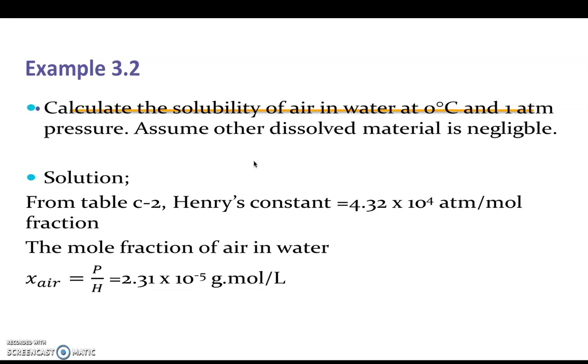Example 3.2 from the textbook wants to calculate the solubility of air in water at 1 atm and 0 degrees C. First, before we can calculate that, we need to calculate the mole fraction in the water, which is X, and we use equation 3.2. The value of Henry's constant can be obtained from Table C2 in Appendix C, which is 4.32 × 10^4 atm per mole fraction. We substitute back into equation 3.2, where P here is equal to 1 atmosphere.